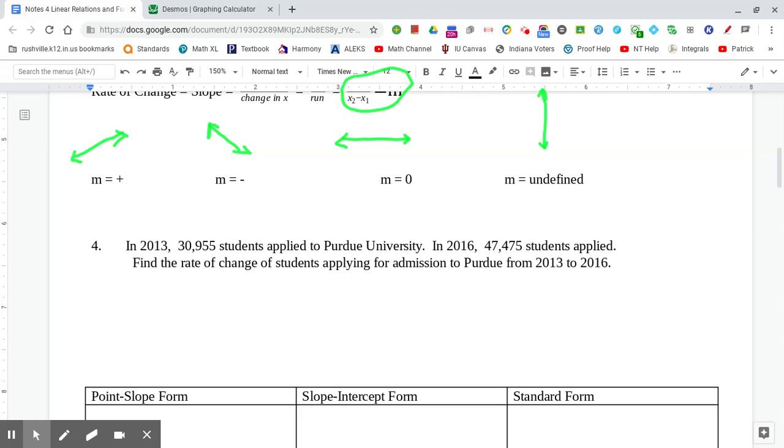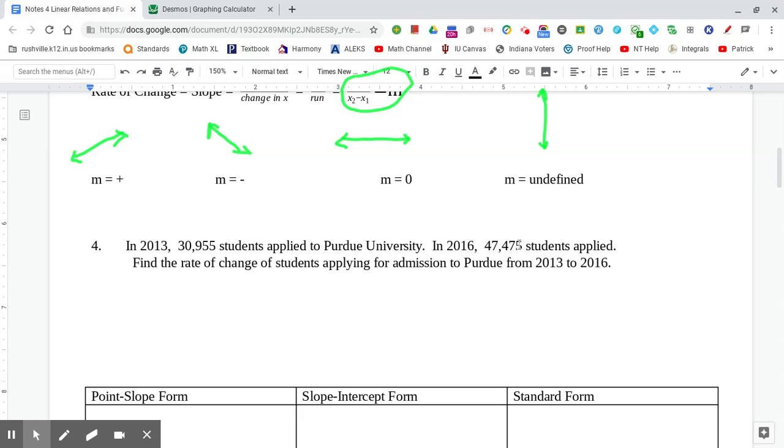So the first thing that you should do, word problems always seem to be a little bit harder than the straightforward "find this, do this" problems. The first thing that I would suggest in a word problem is to read through it all the way and then go back and pick out the numbers. So here we have 2013, we have this number, we have 2016, we have this other large number.